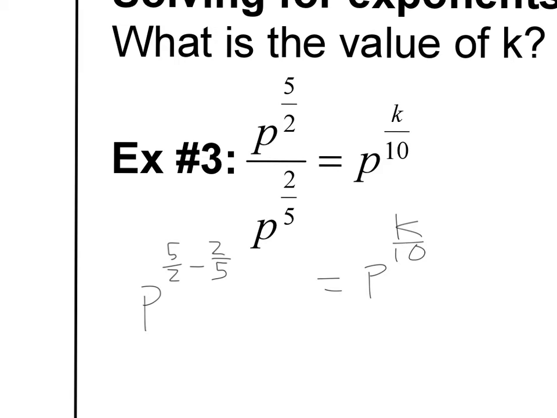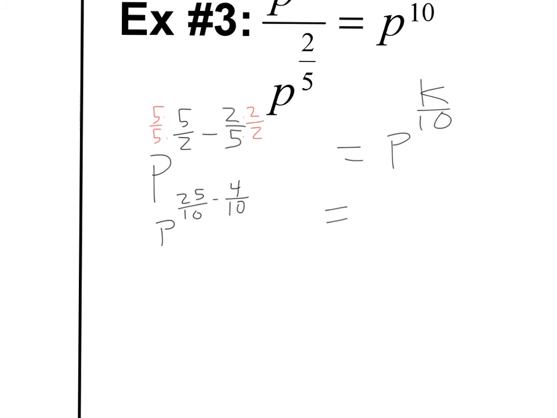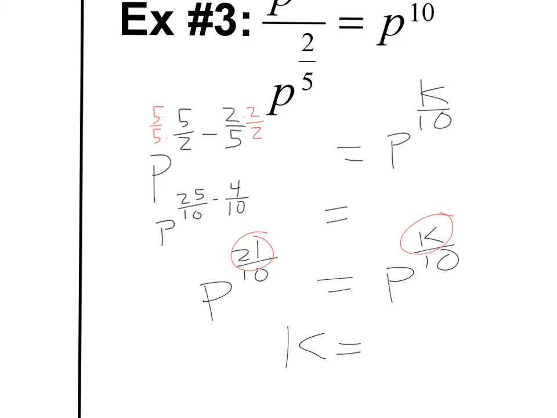All right, these are not common denominators, but I could get common denominators. I'm just going to multiply this by 5 over 5. Multiply this by 2 over 2, and so that would give me p to the 25 over 10 minus 4 over 10. And if those are common denominators, 25 minus 4 is just 21, so I have p to the 21 over 10 equals p to the k over 10. Well, now you should be able to see what the k is because they both look like they're in the exact same format, so k must equal 21.